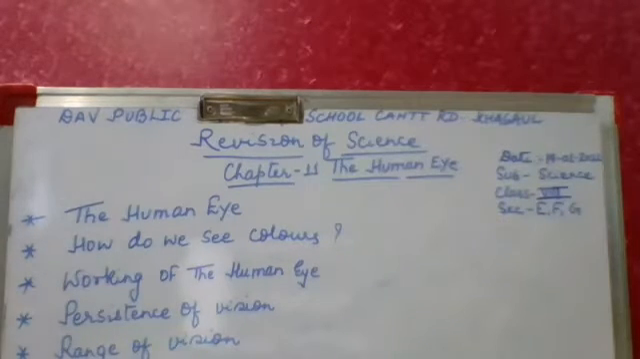Then after that, after this iris, where is this iris present? Behind the cornea. Okay.